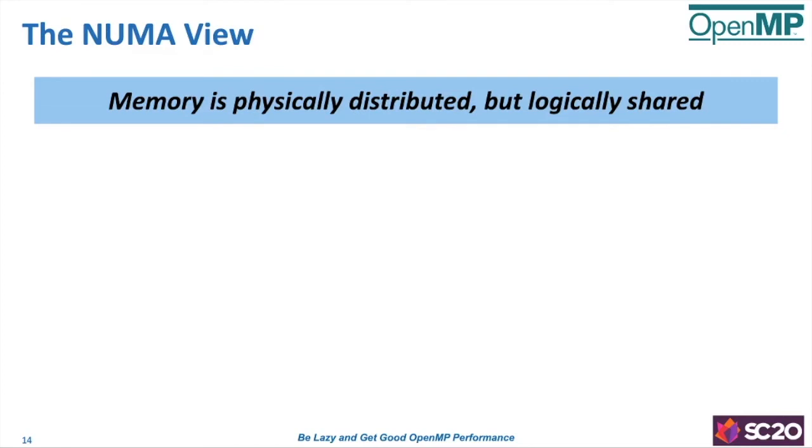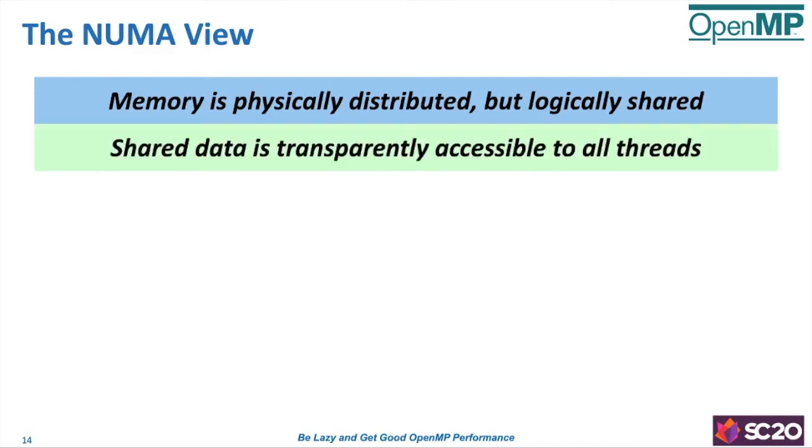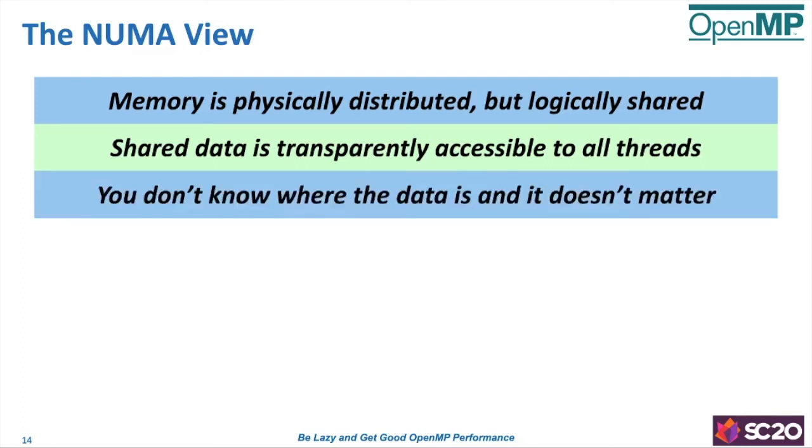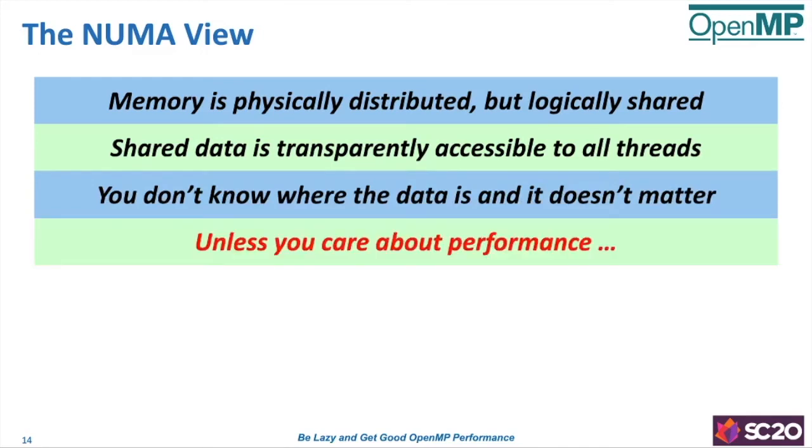So the way to describe NUMA is that memory is physically distributed, but logically shared. It's scattered over the system. You don't see it. To you, there's one memory. You share data in a transparent way. All threads can access the shared data, again, regardless of where the data actually is. So you don't know where the data is, and it doesn't matter for correctness. You will get the data, but it does matter for performance, where your data is.